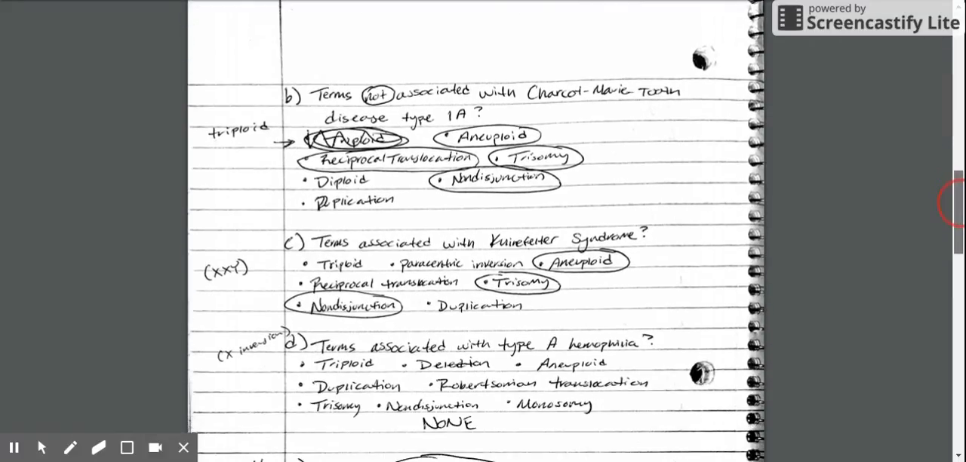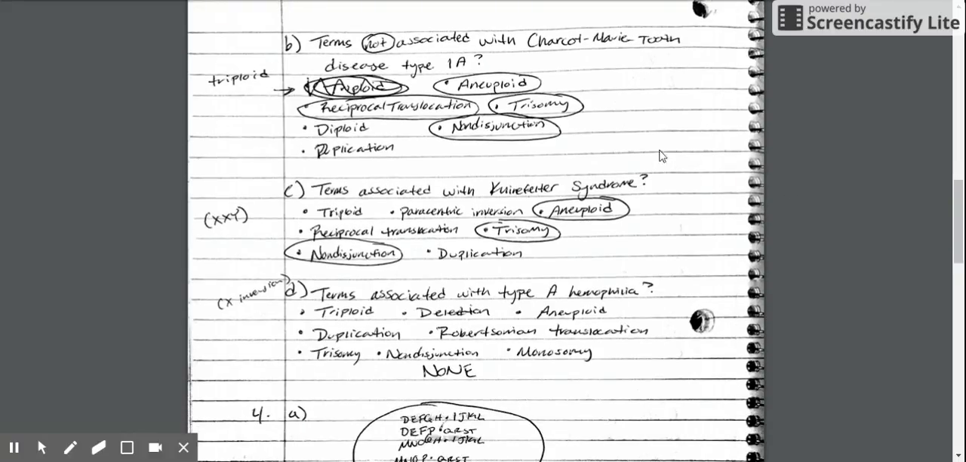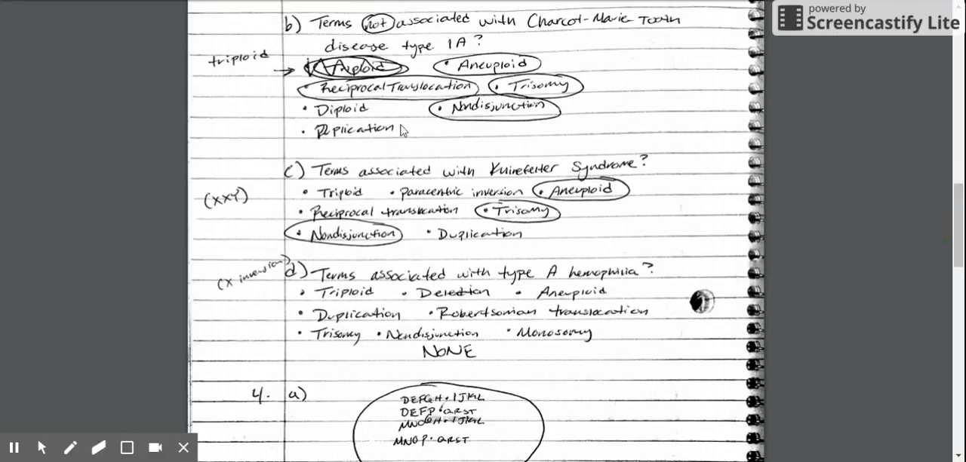B, we're talking about terms not associated with Charcot-Marie-Tooth disease. So I circled them. I crossed this out, but then I realized I should have put it back. So terms that are not associated with it would be triploid, aneuploid, reciprocal translocation, trisomy, and non-disjunction. This is because the disease is just caused by duplication. So you're still diploid, you just have a duplication of one of the genes.